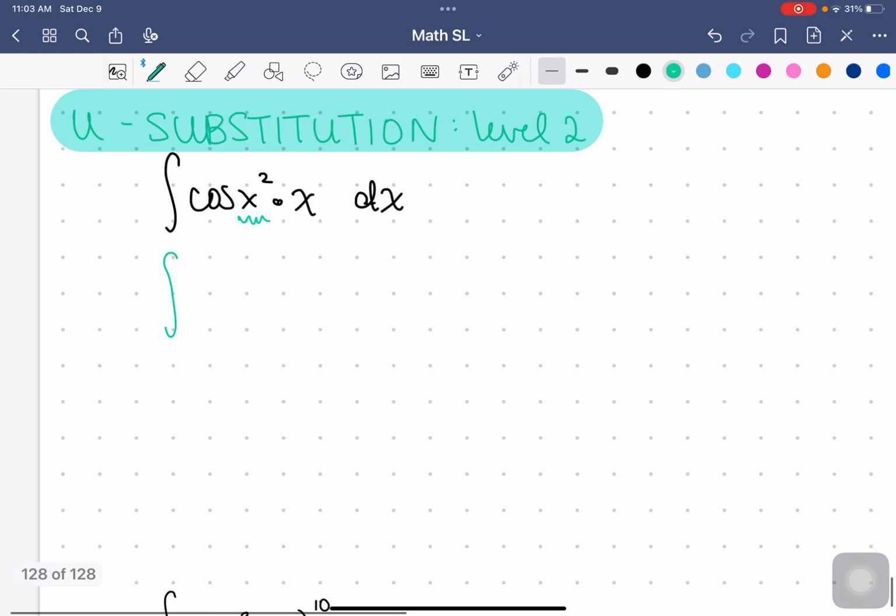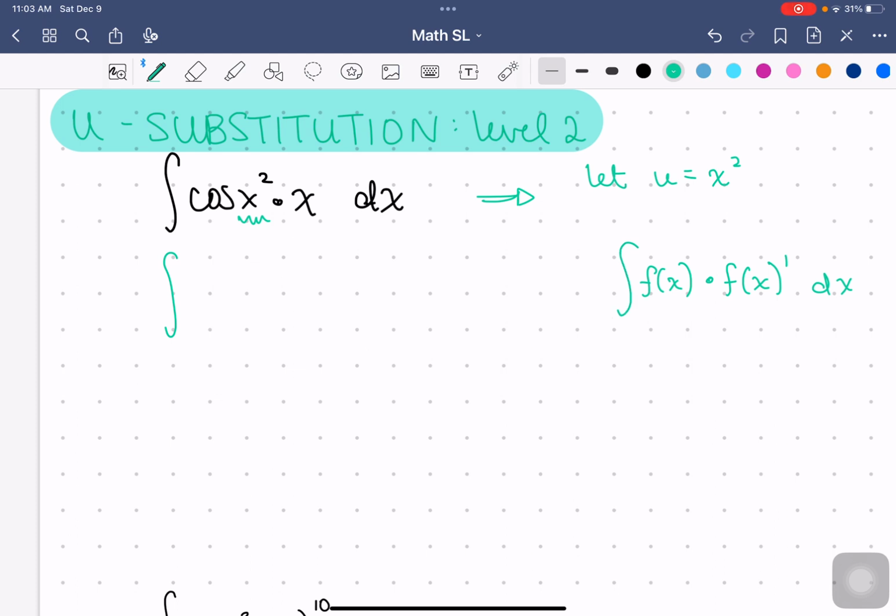So I'm going to let u equal x squared. So why did I do this? Because I don't know how to integrate cosine times x, but I do know how to integrate f of x times f of x prime.